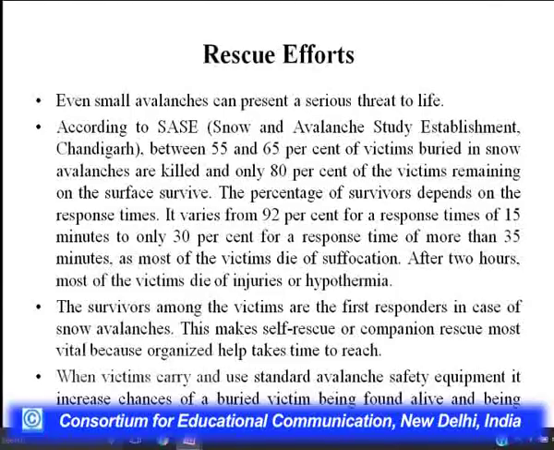The survivors among the victims are the first responders. So, you can understand from your perception that in such a situation it is very difficult for a rescue operation to be operated from outside. So, only those who are living in that area are the first responders, and sometimes survivors are the first responders. When a victim carries and uses standard avalanche safety equipment, the chances of a buried victim being found alive and rescued increase.